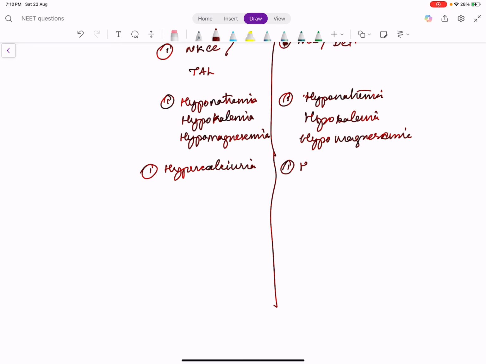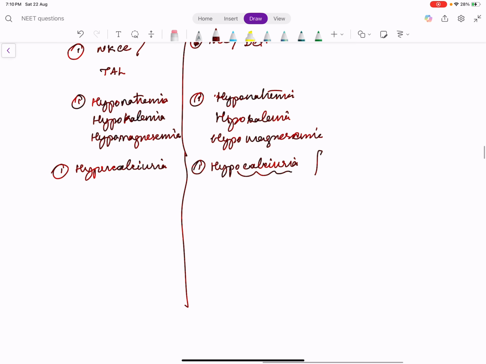Whereas in thiazide diuretic there will be hypocalciuria. So thiazide diuretic does not excrete calcium. That is the reason why thiazide diuretics are given as a treatment in recurrent calcium stones, because calcium is not at all excreted when thiazide is given. There will be hypocalciuria with thiazide diuretic.